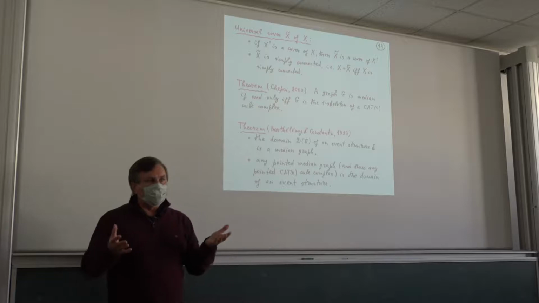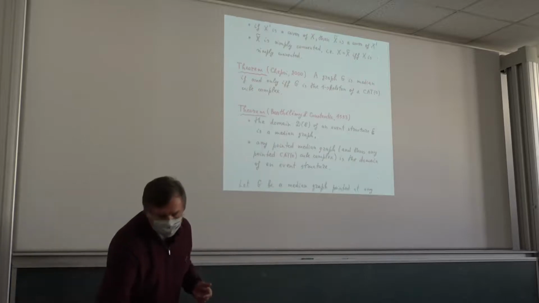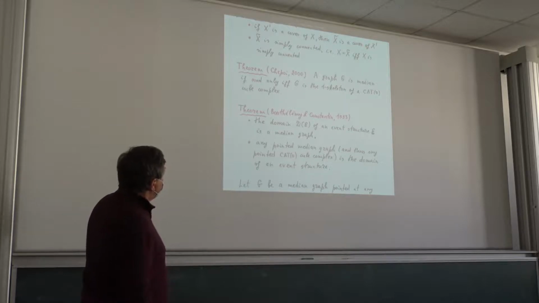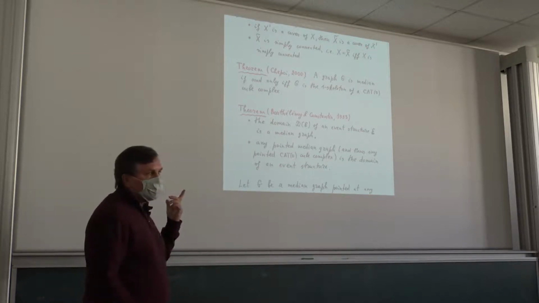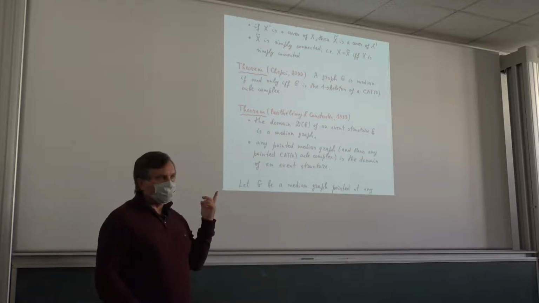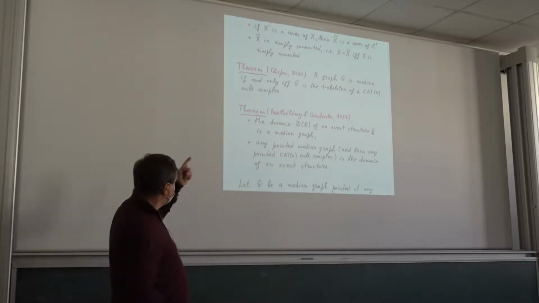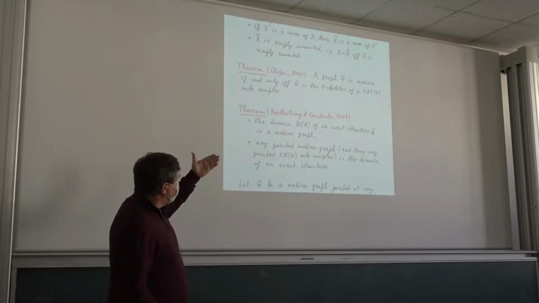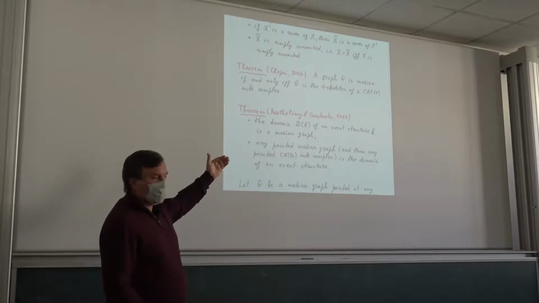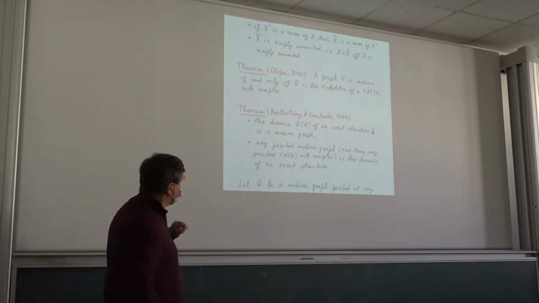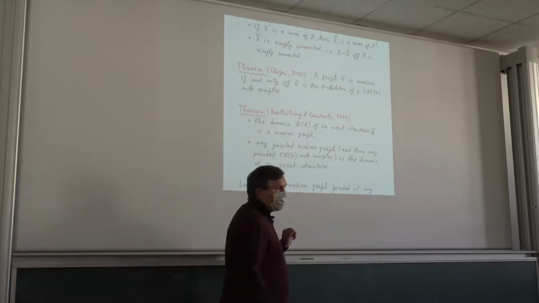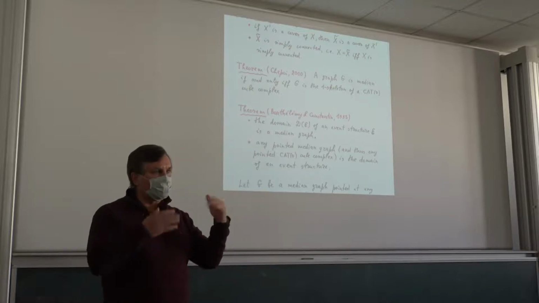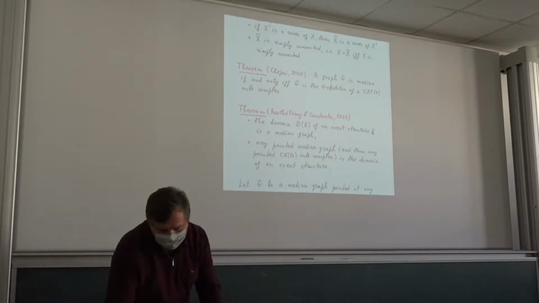And why are CAT(0) complexes important? Because in fact, there are two bijection results. The first one is that a graph is median if and only if it is the graph of a CAT(0) cube complex. This is one result. And the second is by Barthélemy and Constantin, saying that the domain of an event structure is a median graph. And for any pointed median graph, and thus for any pointed CAT(0) cube complex, you can realize it as the domain of an event structure. There is a bijection, and this bijection is very nice.